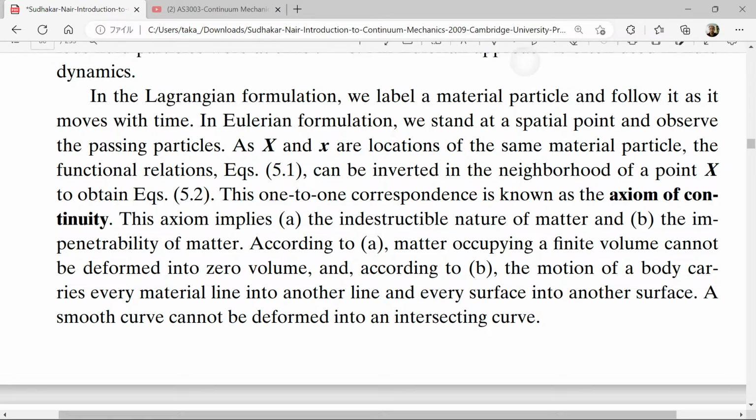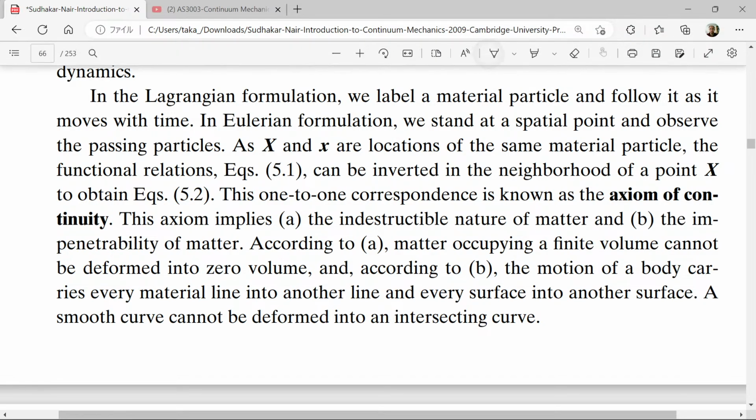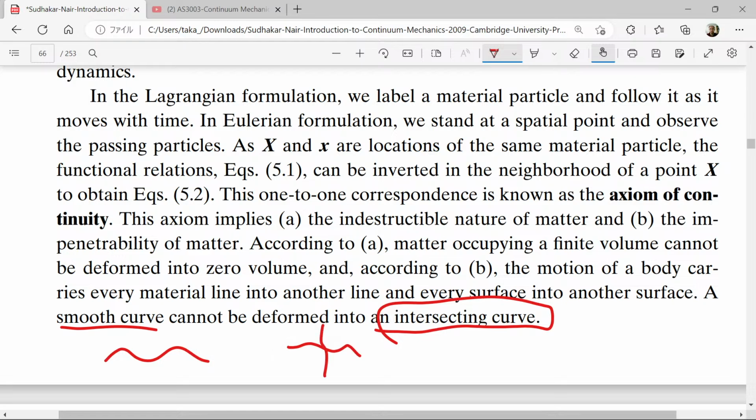Not sure what an intersecting curve is. This smooth curve is something like this. Intersecting curve is something like this. I'm not sure.